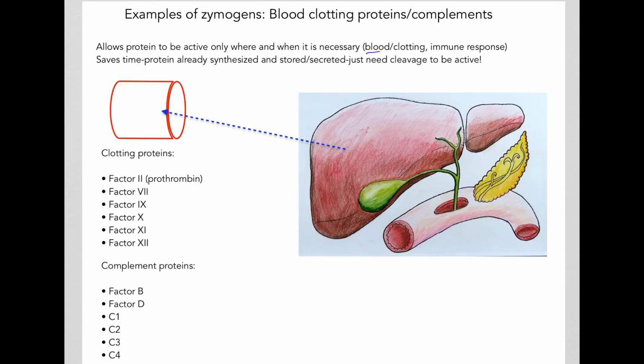These biological processes such as blood clotting as well as immune response have to be very, very rapid. And the fact that the proteins are already made, they're already synthesized and they are stored, and all the body needs to do is just do a couple of cleavages on the protein to make the protein active, this really is very important because this saves a lot of time so that blood clotting as well as the immune response can occur immediately.